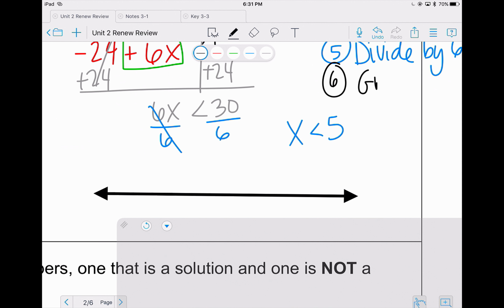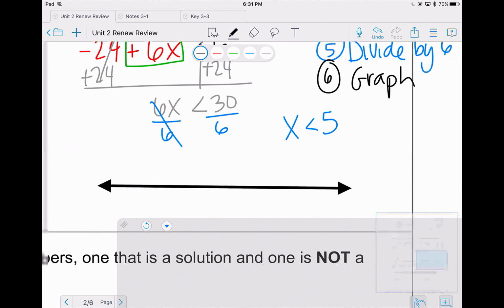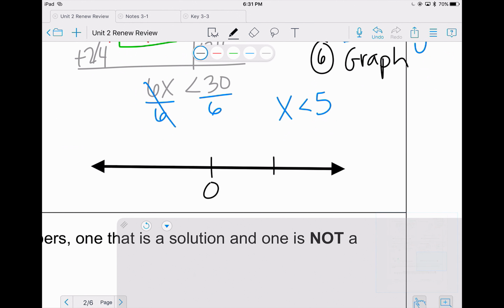Step 6 is to graph. My letter's on the left, so I don't have to switch anything. I have 0, I have 5. This time I promise it's positive. I'm going to have an open bubble because there's no line under the inequality. X is less than 5, less than goes to the left. Less than and left start with L's. Greater than and right both have R's.